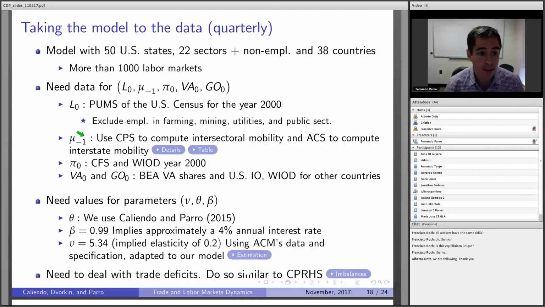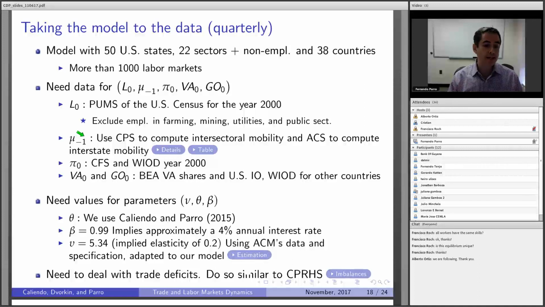Trade is going to be across US states and across countries. Migration flows are going to be only across US states. So we are not going to allow for international migration, and that is a constraint in the data. We don't have gross migration flows across countries. But we're going to have trade across US states and across countries. Migration flow is only going to be internal in the United States, across different industries and different regions.